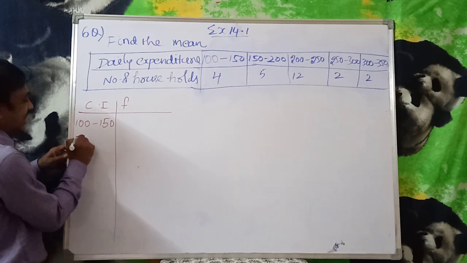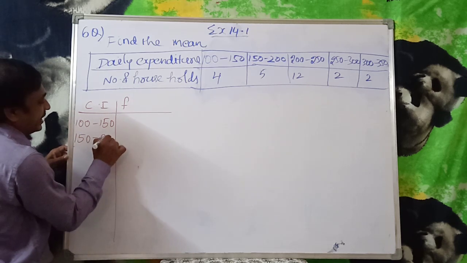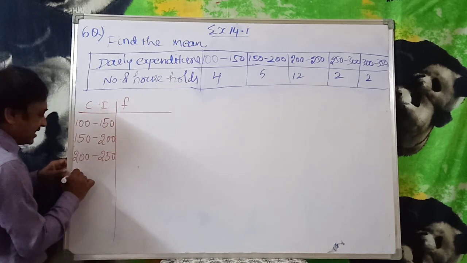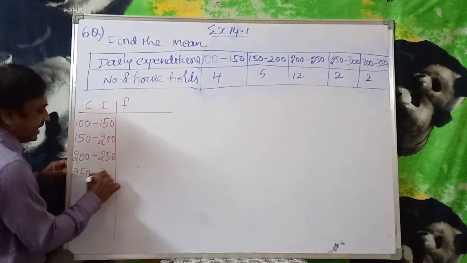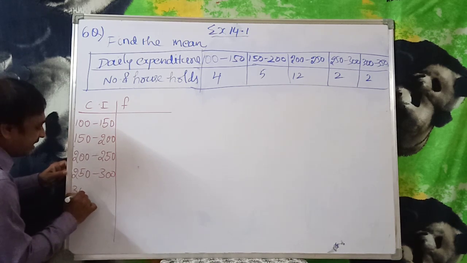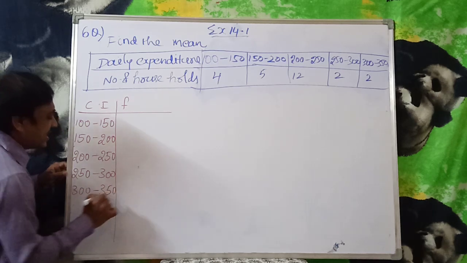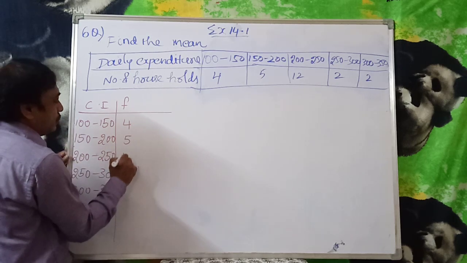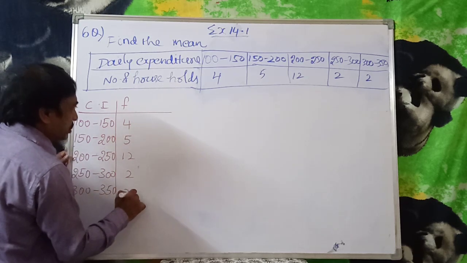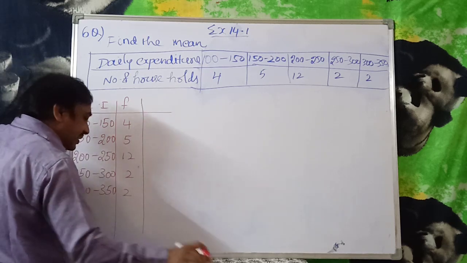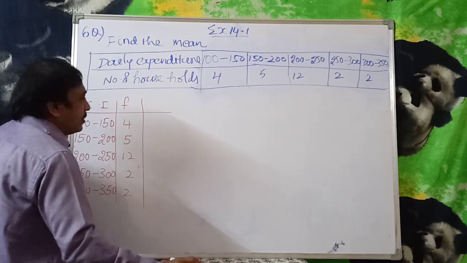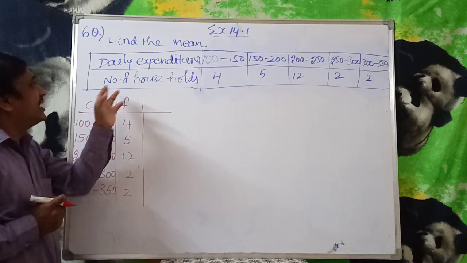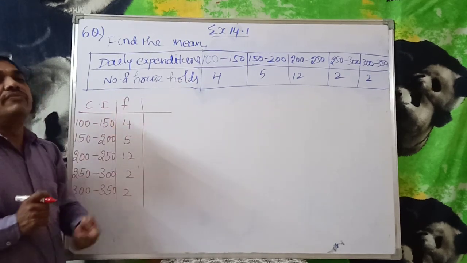Next class interval 150 to 200. Next class interval 200 to 250. Next class interval 250 to 300. Next class interval 300 to 350. So these are the class intervals given. Frequency is 4, 5, 12, 2, 2. Now these two we got from the question. The question is as it is, but instead of writing daily expenditure I mentioned class interval, and instead of writing number of households I wrote frequency.